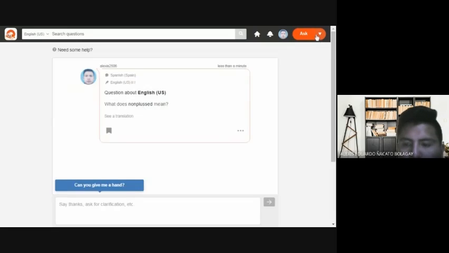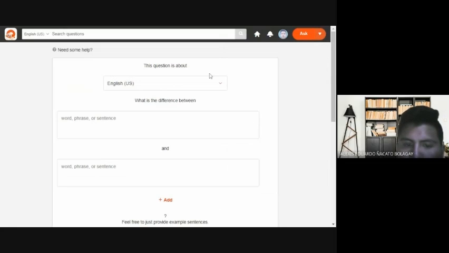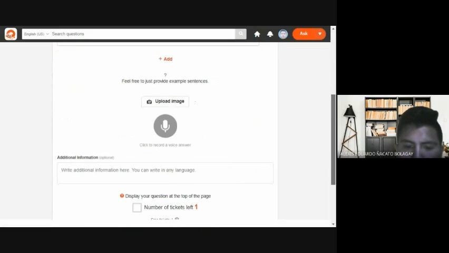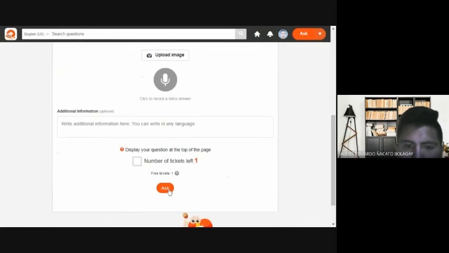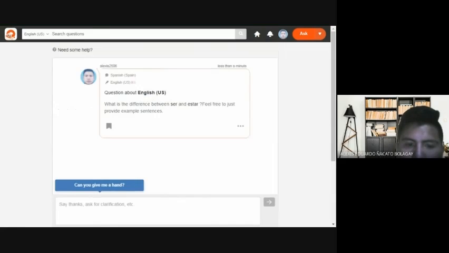Another function. This question is about English or Spanish. What is the difference between a word, phrase, or sentence and another word, phrase, or sentence? Question about English: what is the difference between share and star?